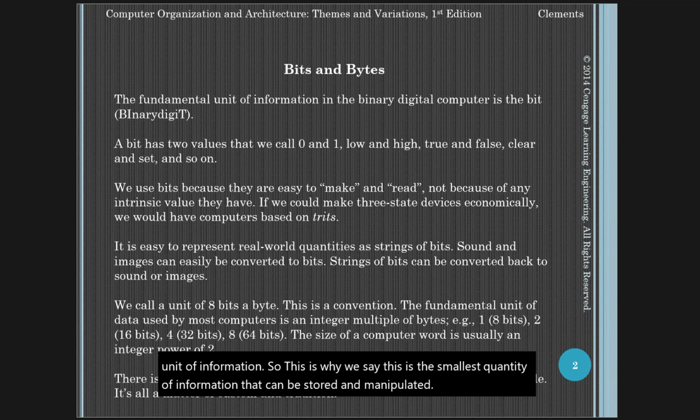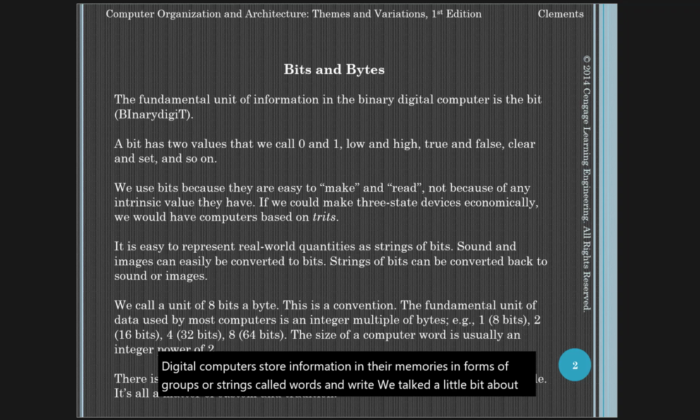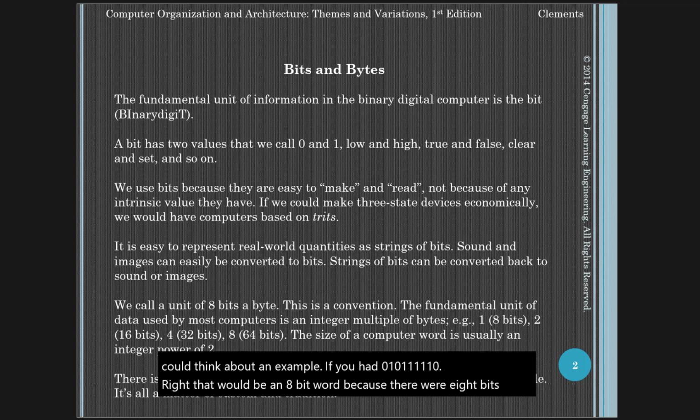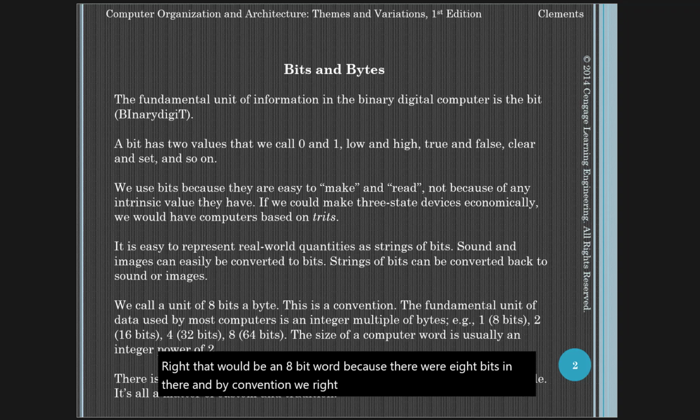Digital computers store information in their memories in the form of groups or strings called words. We talked a little bit about words in the last chapter when we talked about registers, but we could think about an example like if you had 0, 1, 0, 1, 1, 1, 1, 1, 0. That would be a 9-bit word because there were 9 bits in there. And by convention, we write binary strings with the least significant bit at the right-hand end.